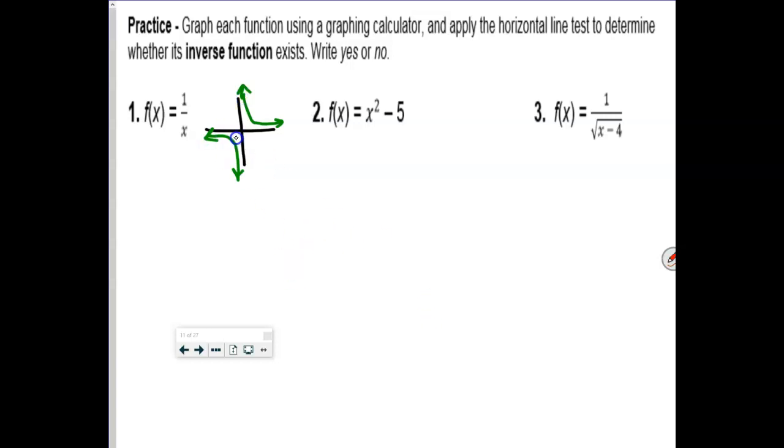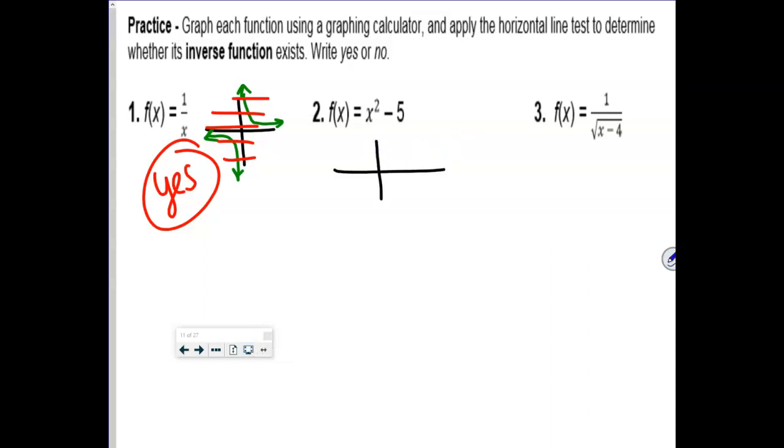I realize the original is a function, but talk to me about whether its inverse would be a function or not. What do you think? Yes. Totally passes the horizontal line test. So all they want you to do is write down yes or no. So yes. That's a nice question.